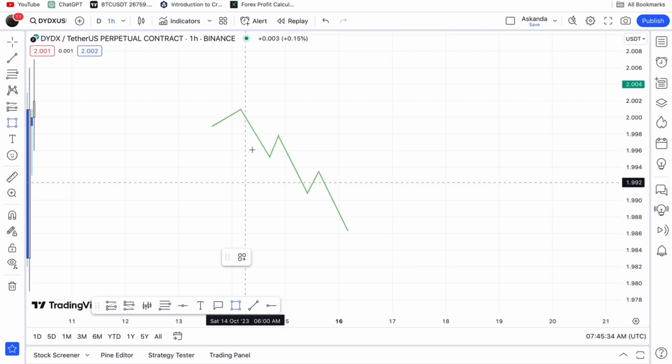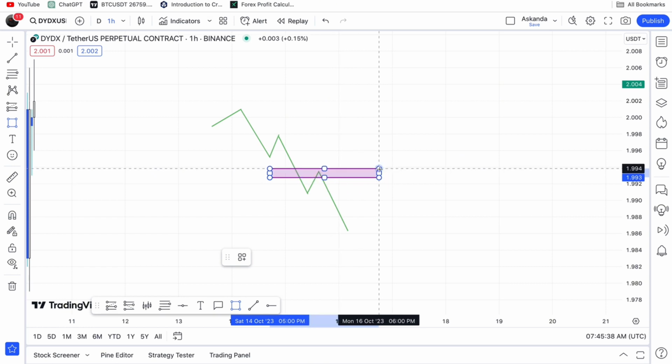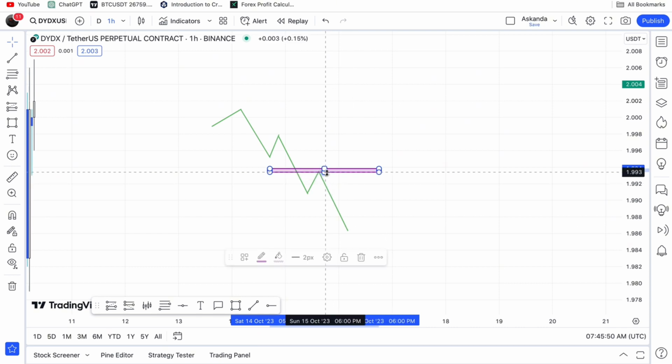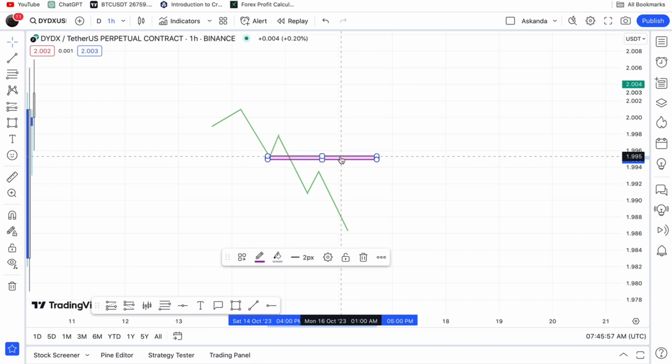I just wait for price to go down and pull back. Then I'll enter a sell position around here, put my stop loss just below it. Guys, do you get it? My strategy is very simple. It's not complicated. It only works in trending markets. If the market is not trending, don't go and enter any trade.